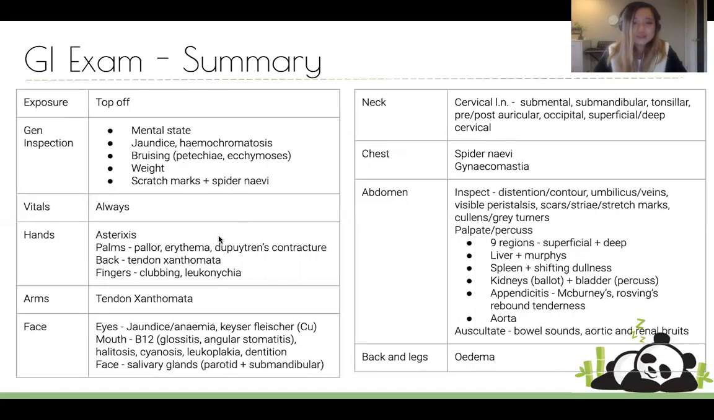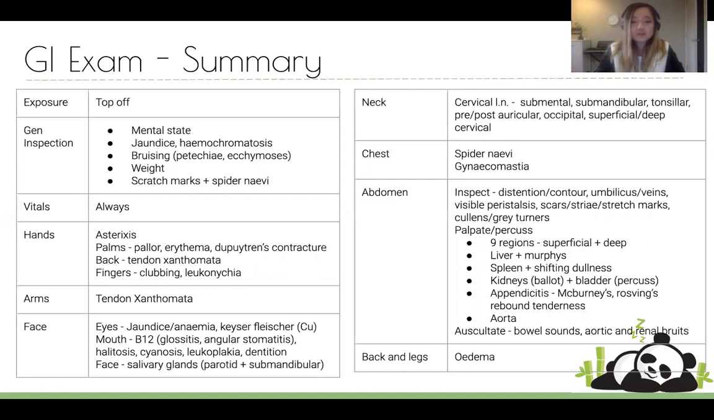And that's due to liver disease. On the arms, you can look for tendon xanthomata again on the elbows, and then you can move on to their face. So for their face, I split it into eyes, mouth, and then their salivary glands. So for eyes, jaundice and anemia as usual, and then look for Kayser-Fleischer rings for your Wilson's disease.